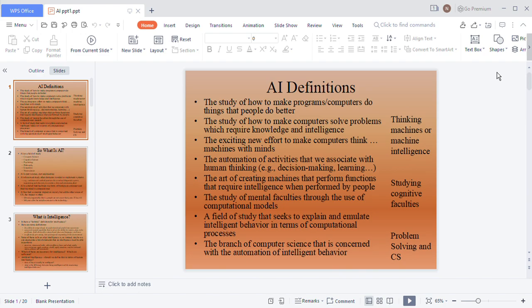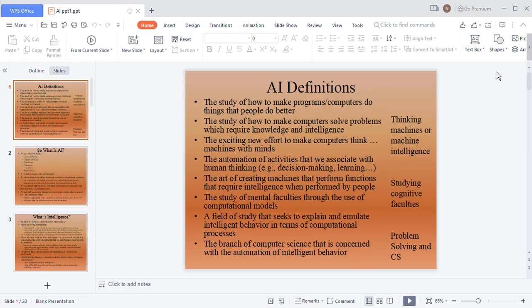Today we are going to discuss artificial intelligence definitions and the overall idea of artificial intelligence. What is artificial intelligence? Before starting artificial intelligence, what is intelligence?